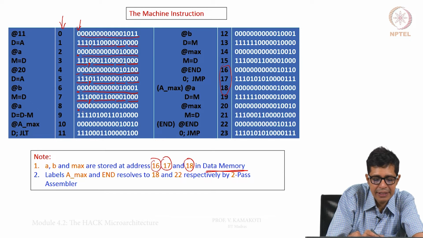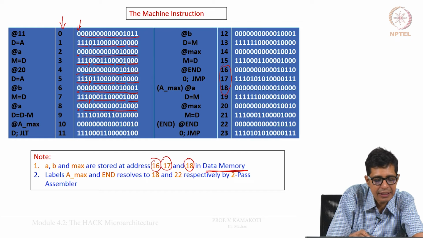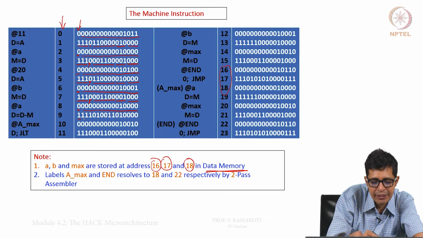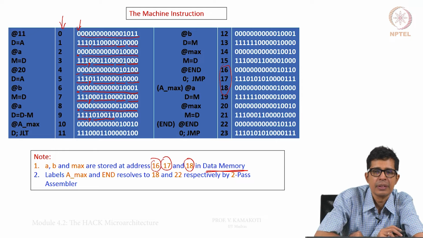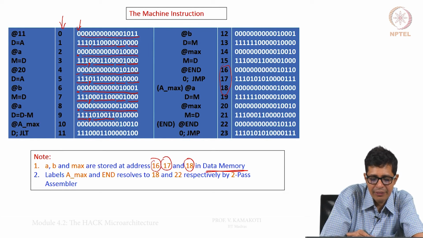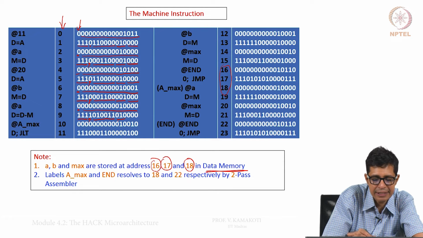Now, next is at A. So, this is an A instruction and A is stored at 16. So, you get 16 here. D equal to D minus M. So, this is a C instruction, where the A bit is 1 and the computation bits are 010011, so the answer will be D minus M. Then you have 010, which basically says that your destination is D, and this is not a jump.